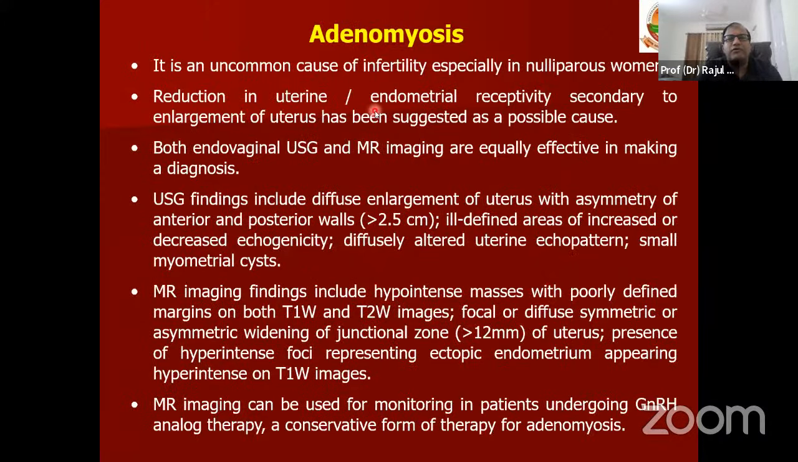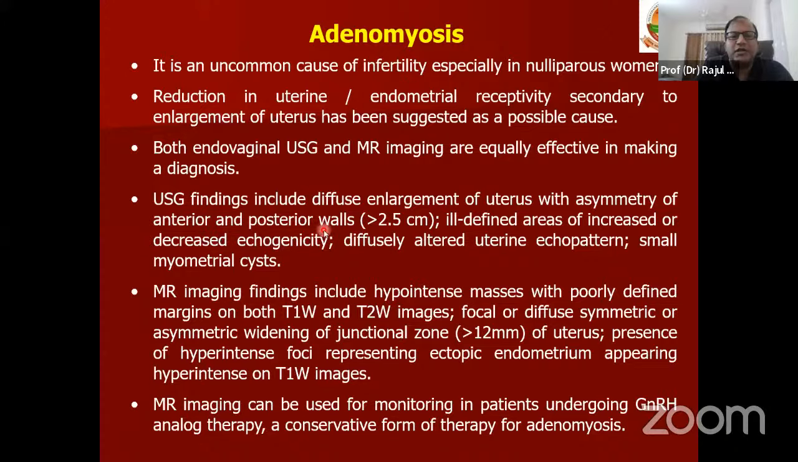So if we look at adenomyosis, it is also uncommon, and it causes reduction in uterine and endometrial receptivity that we have studied in the form of uterine perfusion. So we see enlargement of the uterus. Both transvaginal ultrasound and MR imaging are equally effective in making a diagnosis, but there are certain features on ultrasound that give a characteristic appearance to adenomyosis, that is diffuse enlargement. So we call it global enlargement with asymmetry of the anterior and posterior wall.